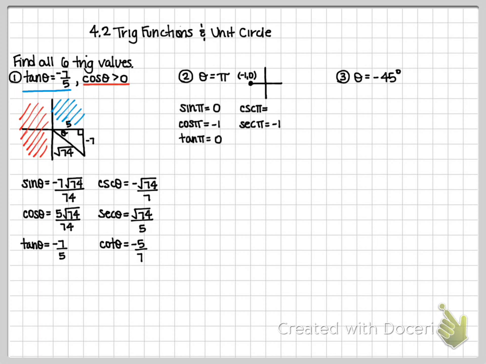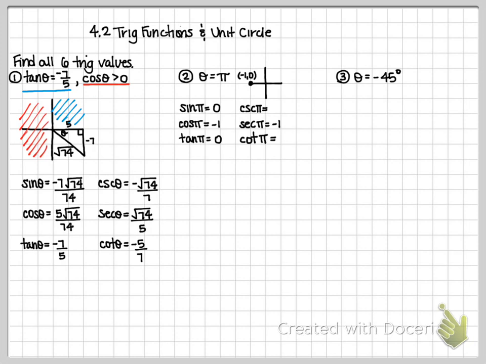So you'll notice the other ones that I haven't filled in are the cosecant and the cotangent. And that's because I just wanted to make sure that we were on the same page together here. So sine, I looked at the point and the y value was 0, so that's 0. Cosine of pi, the x value is -1.